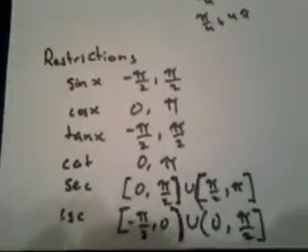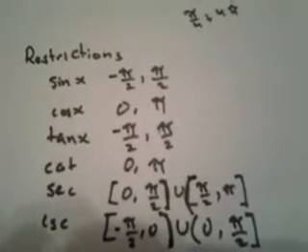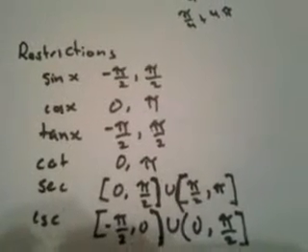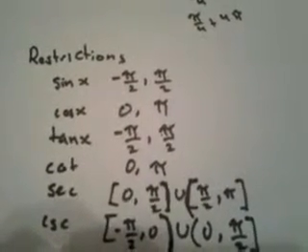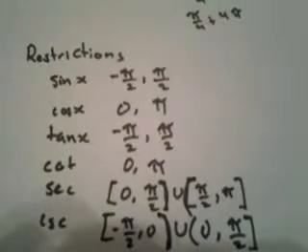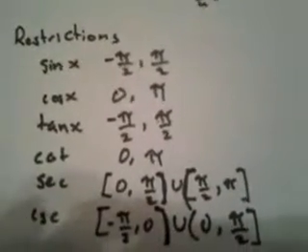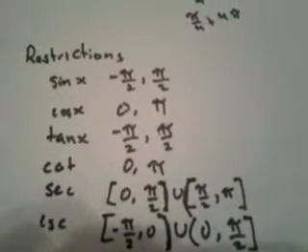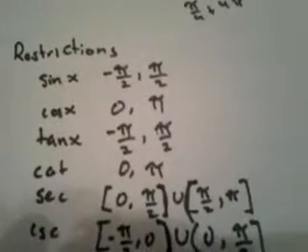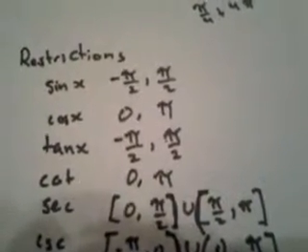So here are the restrictions that I put. These are all for the domain. For sine of x, the restriction is negative pi over 2 to pi over 2. For cosine, it's 0 to pi. For tangent, it's negative pi over 2 to pi over 2. For cotangent, it's from 0 to pi. For secant, it's 0 to pi over 2, connecting with pi over 2 to pi, and so on and so forth. So each of these has a restriction that makes an inverse defined.